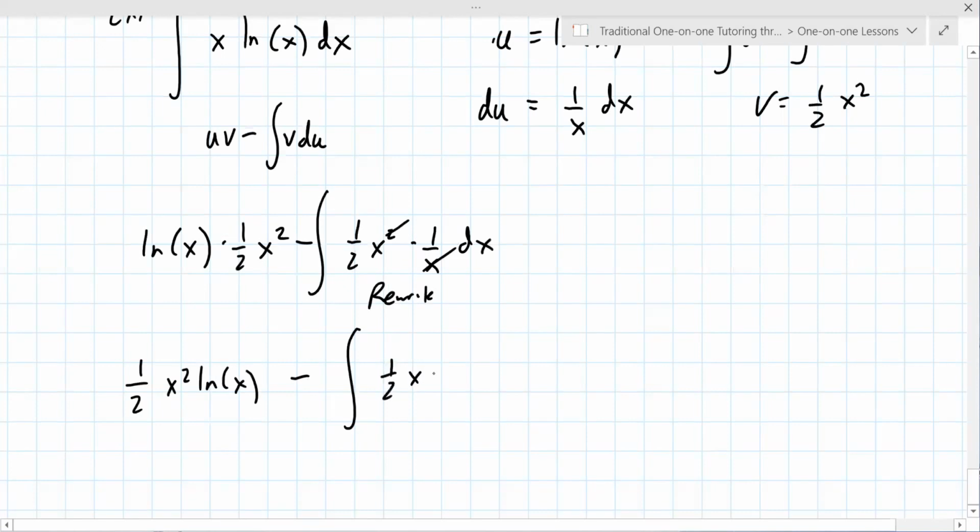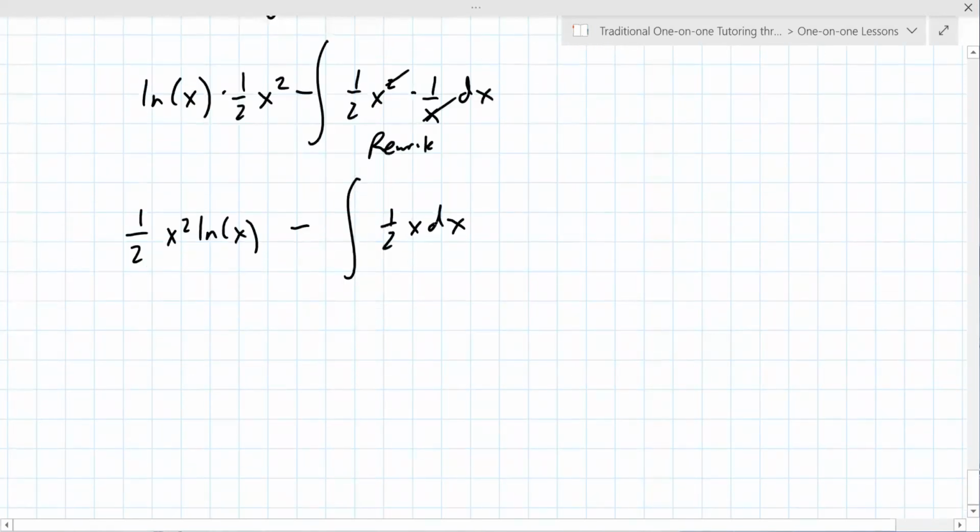It's 1/2 x dx. So the antiderivative of that, that's power rule. So it's 1/2 x squared. Your new exponent is 2. You could just combine those also, but plus c. That's your final answer.